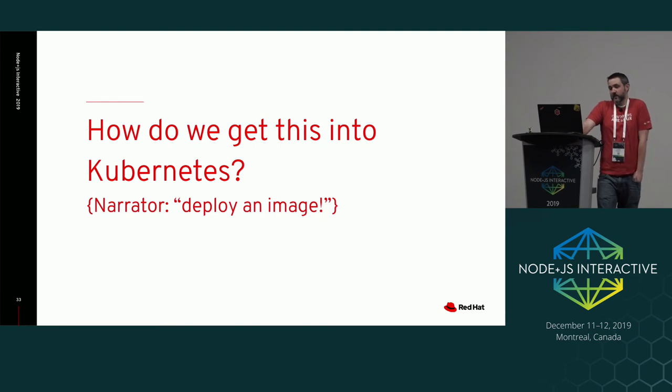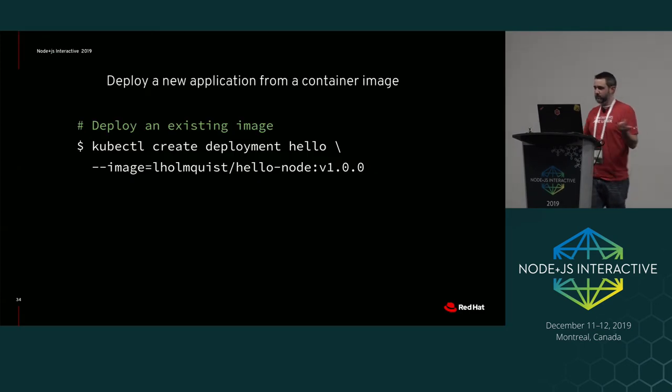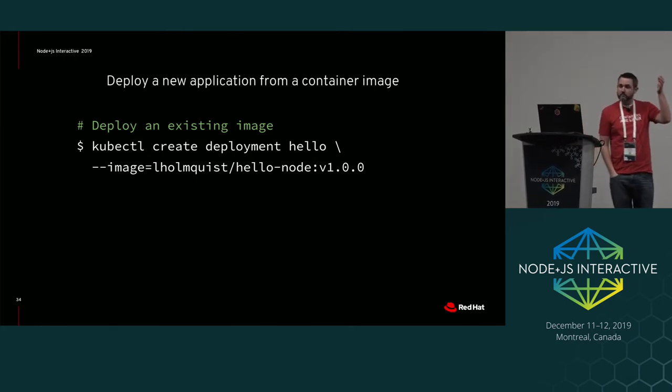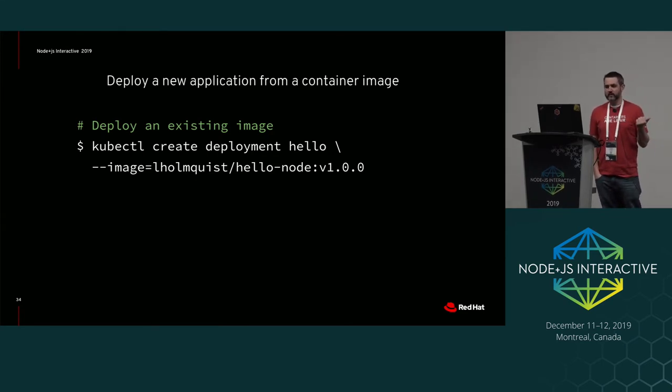All right, so how do we get this into Kubernetes? We deploy an image. So here's some things now. Going back to your terminal, if you type this in, this will actually deploy a container that we already have. It's on Docker Hub, with just that basic Hello Node application. The reason for that backslash is in case you're copying and pasting with new lines, so you could leave that out if you needed to. Basically this is saying create a deployment called hello, and we're going to use this Docker image, and we're going to use version 1.0.0 when we deploy it.